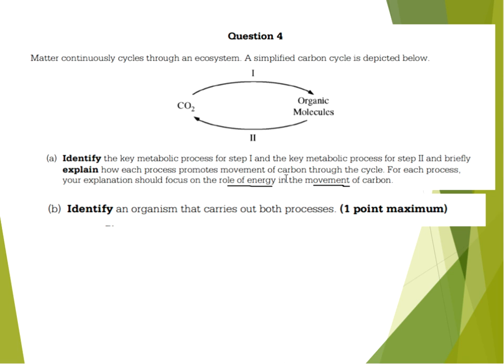Metabolic is something that happens in a living thing. So what metabolic process is going to take carbon dioxide and turn it into an organic molecule? We just talked about it today, and that would be photosynthesis. For step 1. Okay, so photosynthesis is how carbon gets from the atmosphere to the organic molecules.